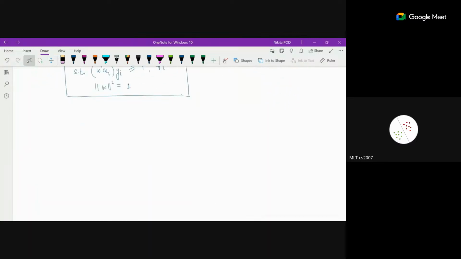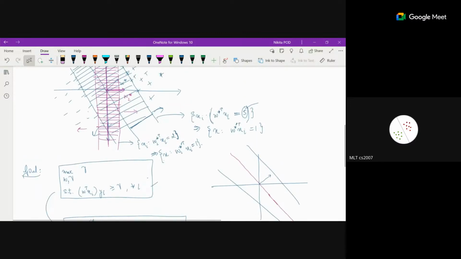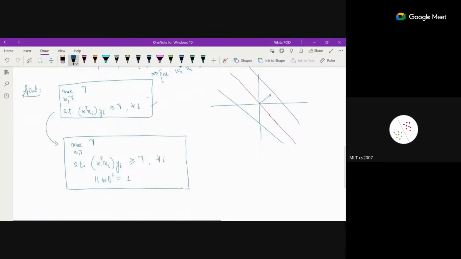What we have done over here is, we will now allow any W star, but we will say that the margin is 1. So we'll allow any such W. We'll not just restrict it to the W with length 1.